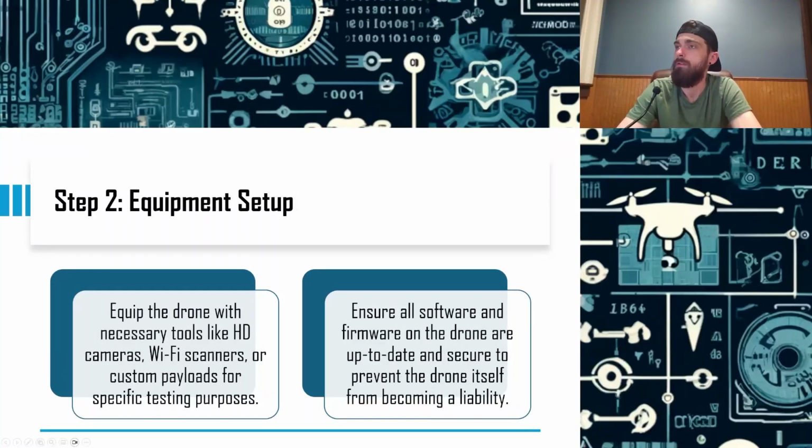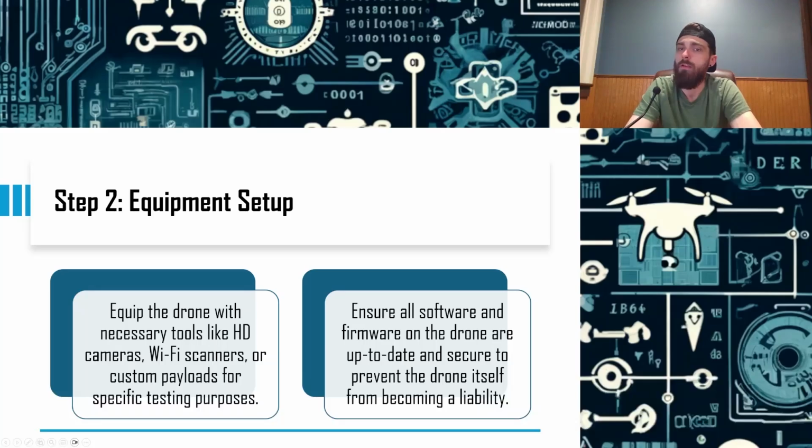Step 2 in this plan is getting the equipment set up. So this is going to be equipping the drone with necessary tools like making sure the cameras are installed, any sort of additional payloads, Wi-Fi scanners, or custom payloads if you have additional tools or other tools that are more applicable to the operation that you have at hand. Say an RFID skimmer or an RFID emulator, trying to assess access control, for example.